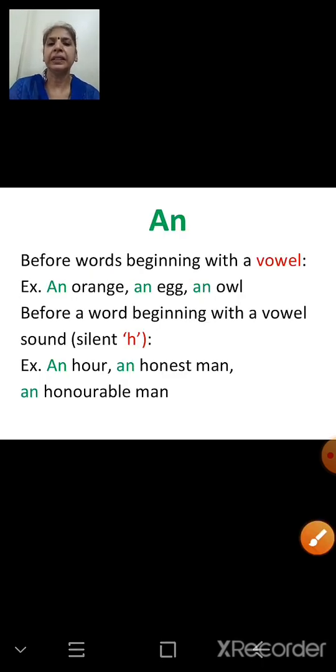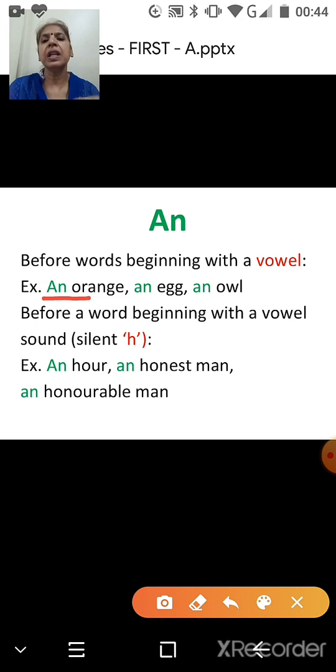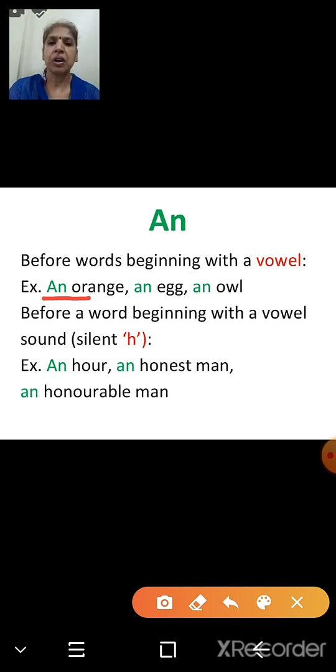Now, an. Where do we use an? Before the words beginning with a vowel. For example, an orange. Orange is beginning with O. O is a vowel. So we say an orange. An egg. An owl. So for the words beginning with a vowel we use an.